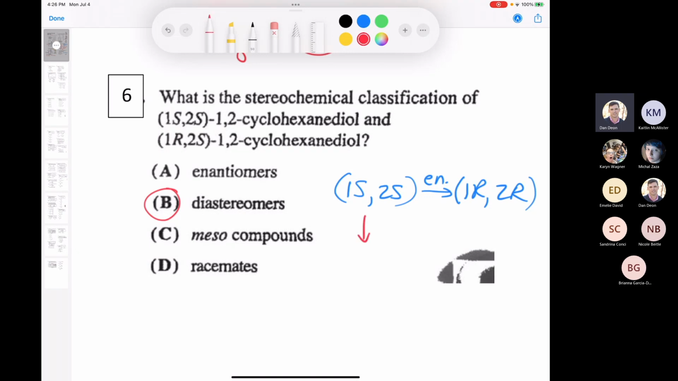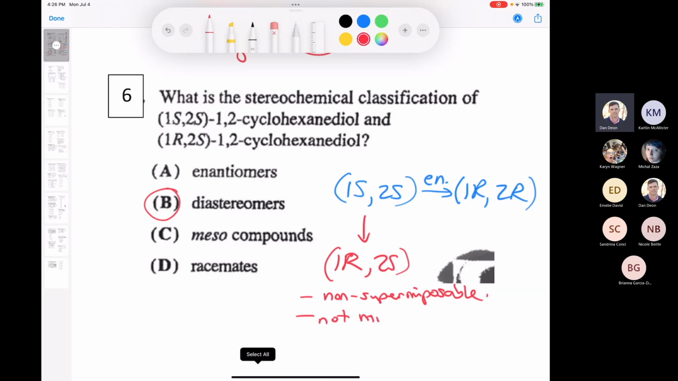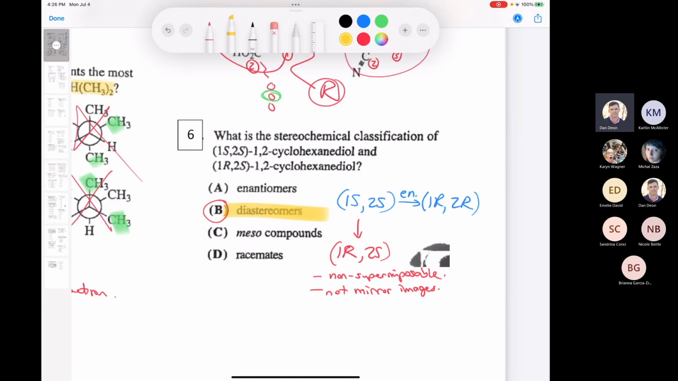However, if you only invert one of the stereocenters, so if you have 1R, 2S, which is what we're doing, since you're only inverting one, they're non-superimposable, but they're not mirror images. So they're non-superimposable, but also they are not mirror images. So they're not enantiomers, and therefore they're diastereomers. Anyhow, there we go. All right, great.